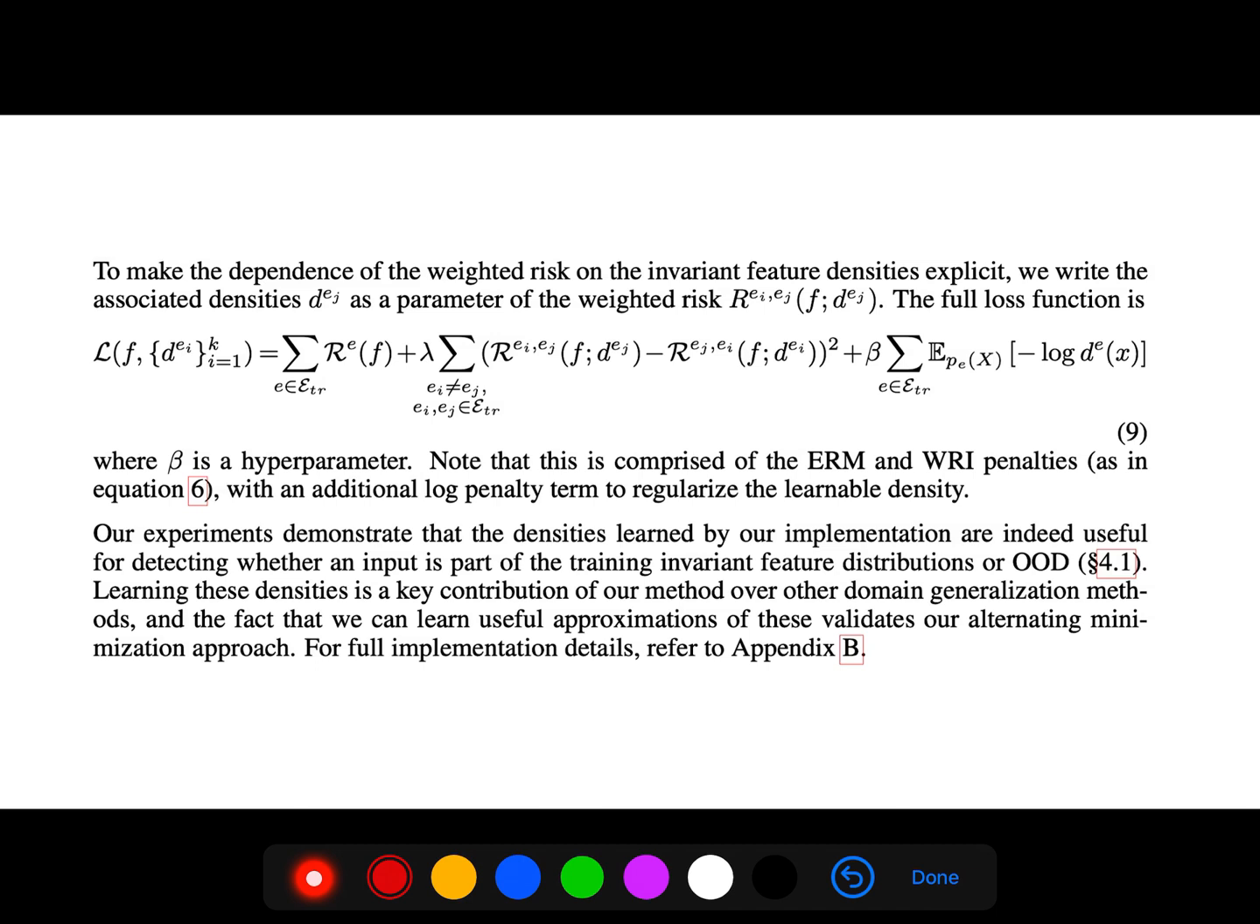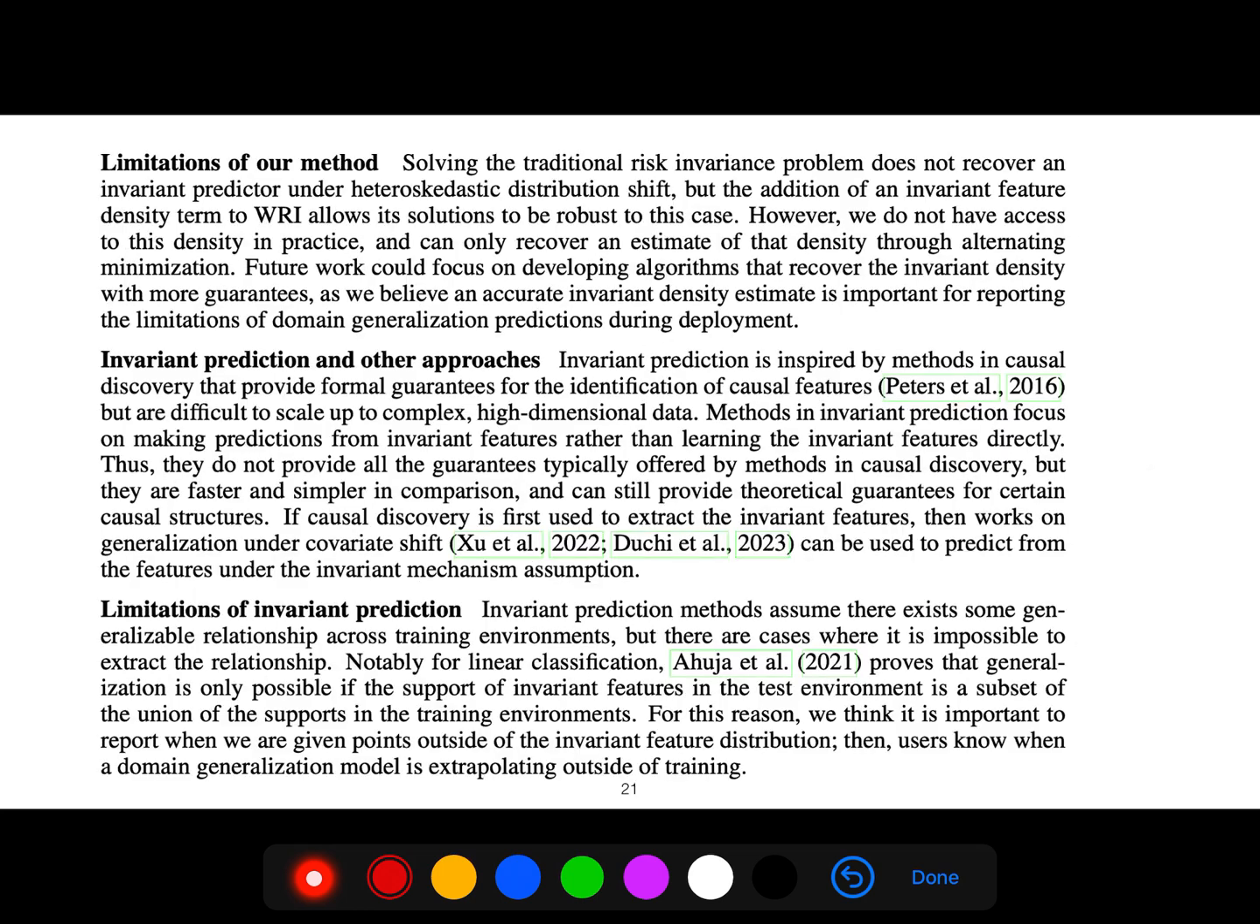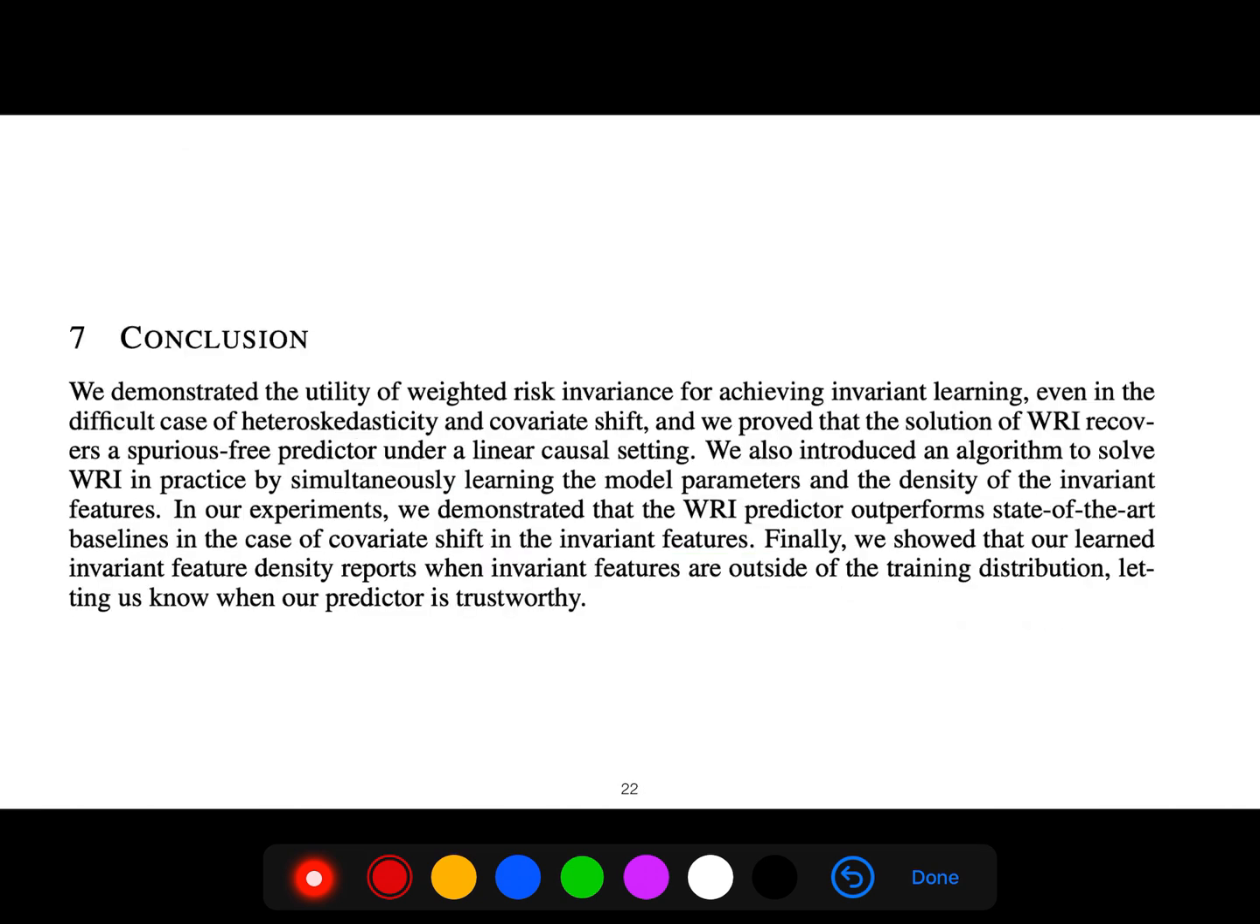To make the dependence of weighted risk on invariant feature densities explicit, we write the associated densities as a parameter of weighted risk. And beta here is a hyperparameter. So these are the limitations of their method. They demonstrated that the WRI predictor outperforms state-of-the-art baselines in the covariate shift in invariant features.